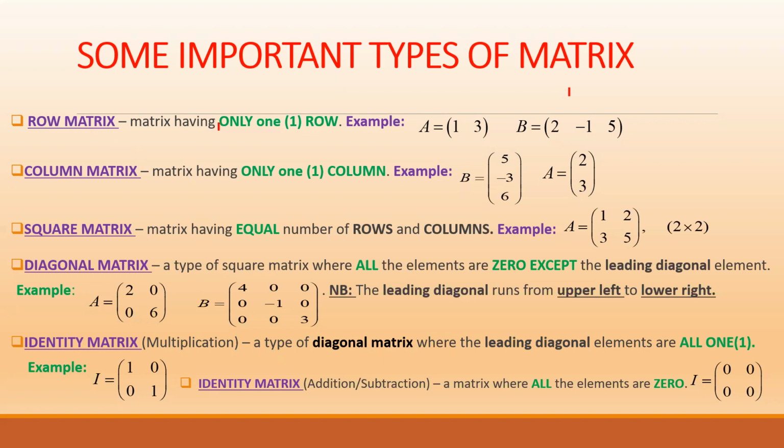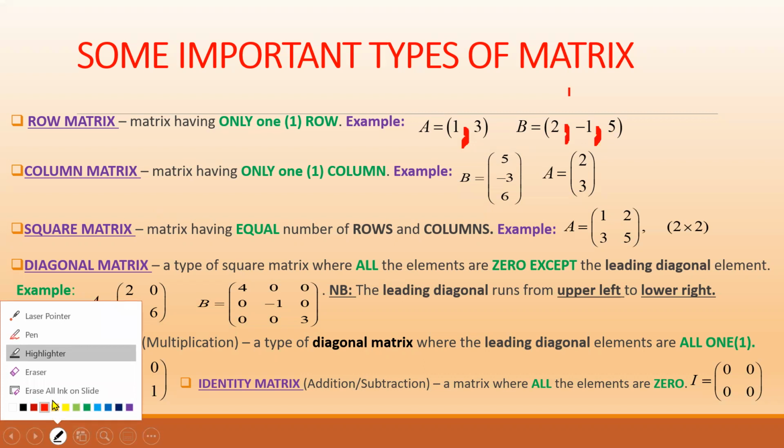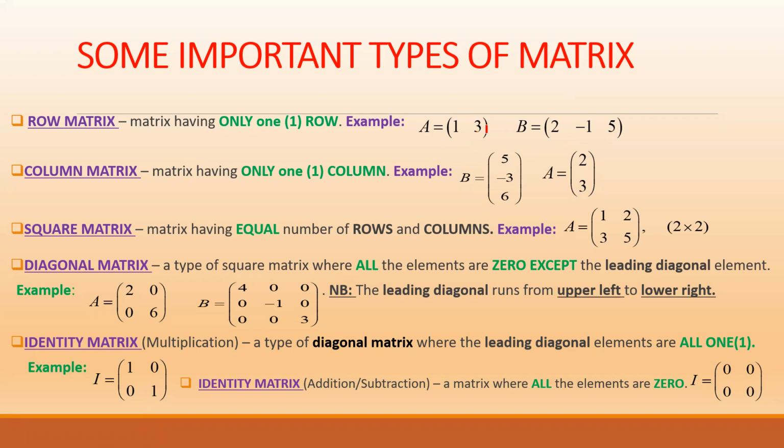A row matrix is a matrix having only one row. For example, here's a matrix having one row. So any matrix that has only one row is a row matrix, right? And please, we do not put commas between the elements. We're not representing coordinates, guys. Okay, please don't do that. So these would be our row matrices.